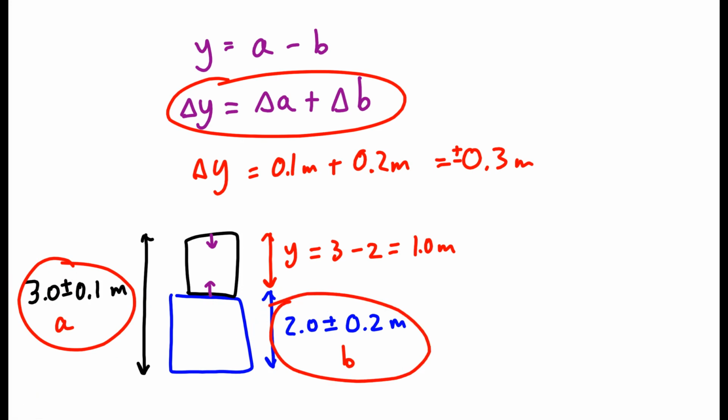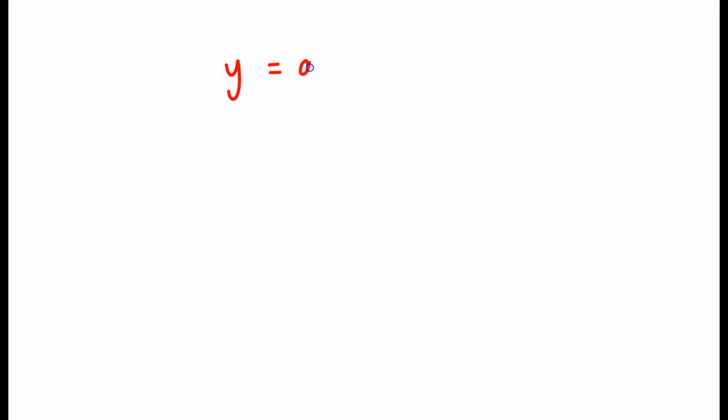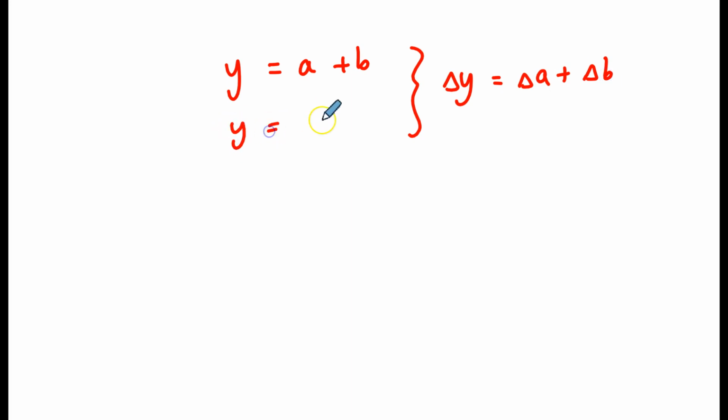Let's summarize. If we have two measurements A and B, and we add them to find y, the uncertainty rule says add the absolute uncertainties. But if we have two measurements A and B, and we subtract them to calculate a new value, it's the same rule, add the absolute uncertainties. What if we multiply or divide? Well, if we multiply A times B, instead of simply adding the absolute uncertainties, we have to add something called the fractional uncertainties, or the percentage uncertainties.